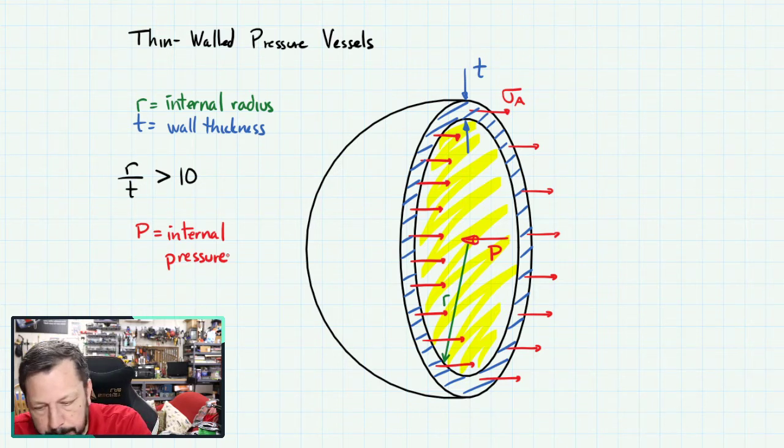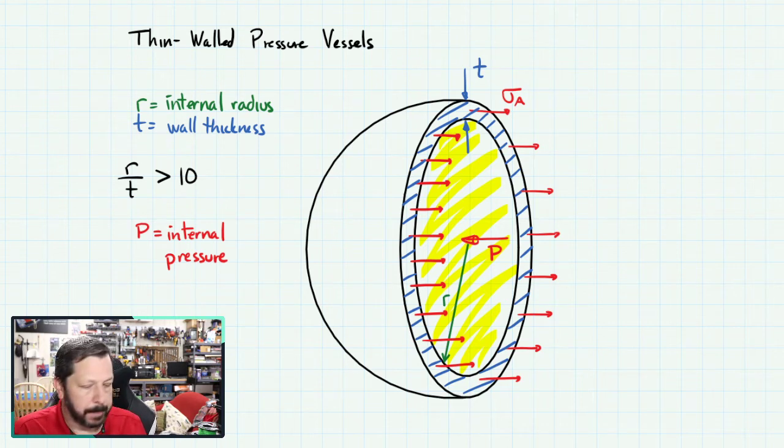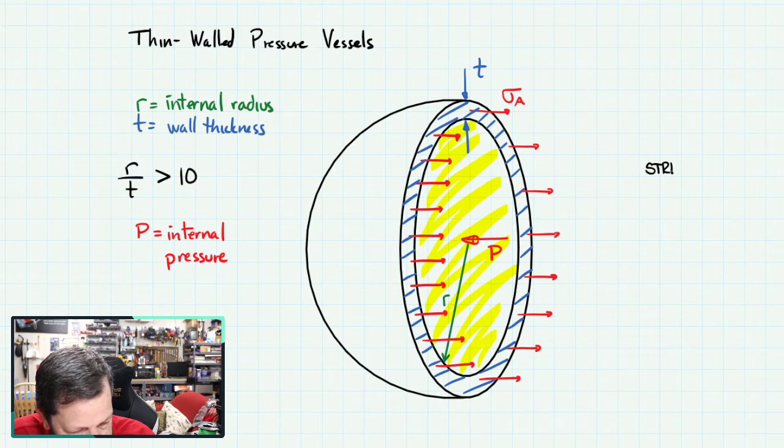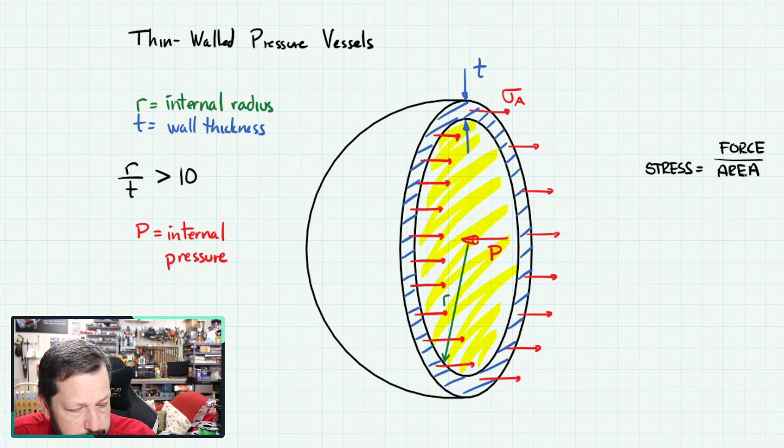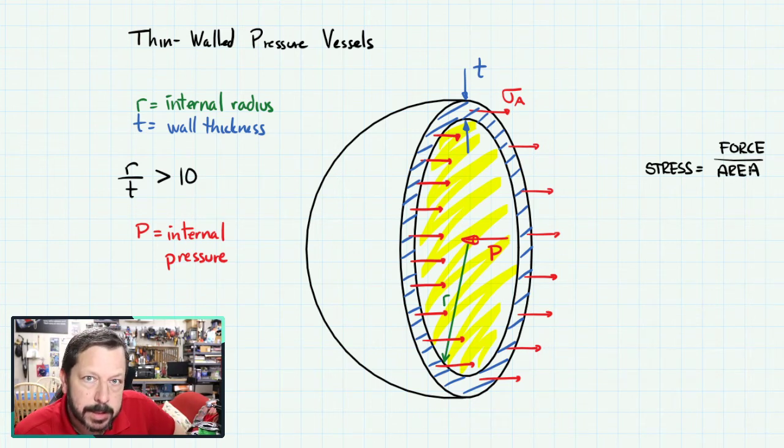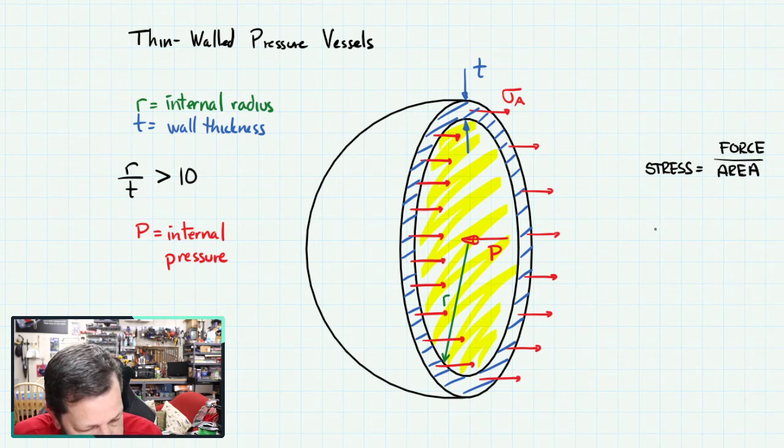All right. So we know stress equals force divided by area. You know, we actually did this like the first or second day of the course, talking about stress is force divided by area. So what I want to do here is say that, well, the stress is, I've labeled that as sigma A.